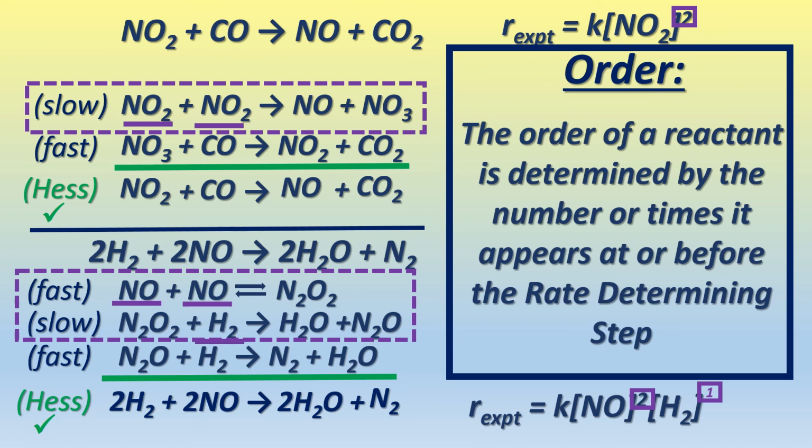In the following video, we will look at reactions where the order is irregular, where it might be either in the denominator or fractional, and how that tells you how a more complex reaction can occur.